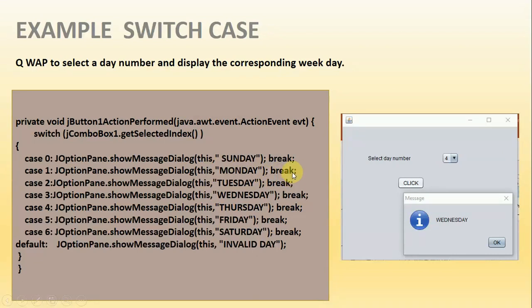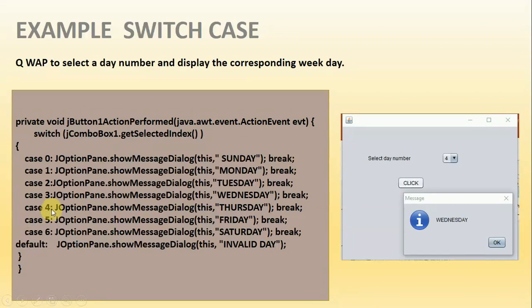Semicolon break, and break is also important because if we do not give break, it will execute all the statements following it. In case 2 colon j option pane dot show message dialog this comma Tuesday semicolon break. Then case 3 colon j option pane dot show message dialog this comma Wednesday semicolon break.